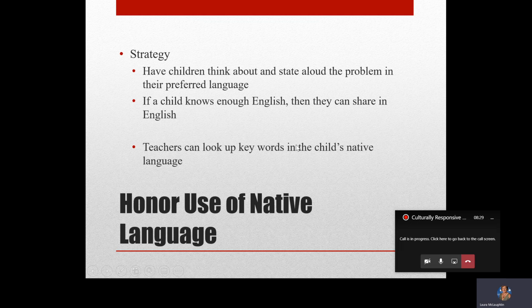So how can we honor the use of native language? Have children think about and state aloud the problem in their preferred language. If a child's not able to write down something yet, they can share it verbally, orally. If a child knows enough English, they can share it in English. Teachers can also look up keywords in the child's native language. Another strategy is pairing students with peers. That's a great way for them to feel more comfortable and learn.